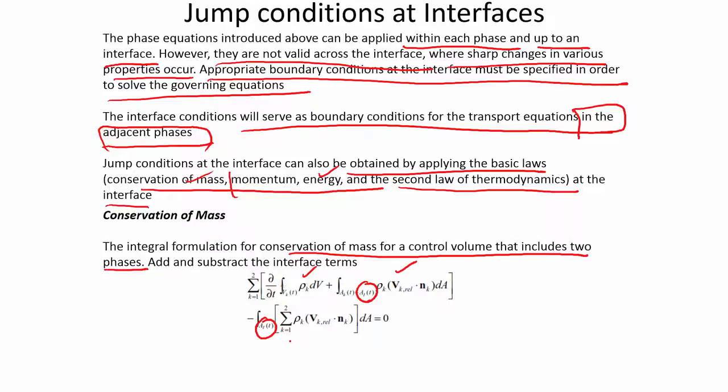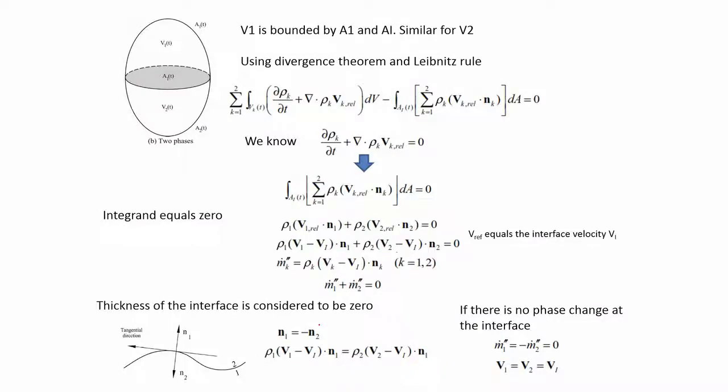What we have done, summed across all the phases, is that for each phase we have added the interface and taken the interface out. This is for two phases. AI is basically the interfacial area. So, we have added the interfacial area here and subtracted the interfacial area there. There is nothing illegal; you have just added and subtracted the same term. Now, let us look at this particular cartoon.